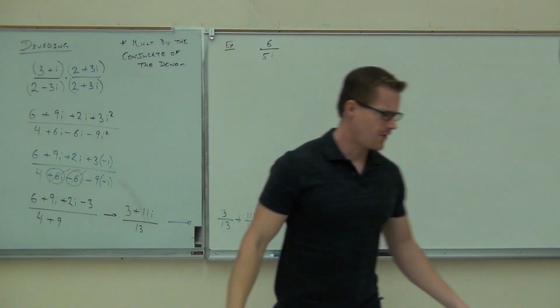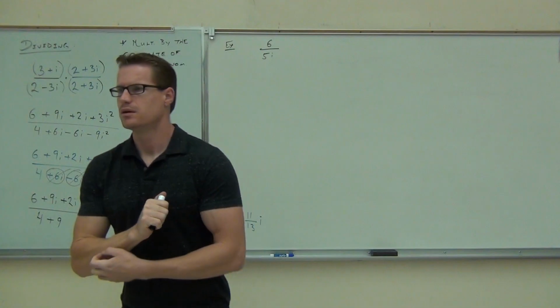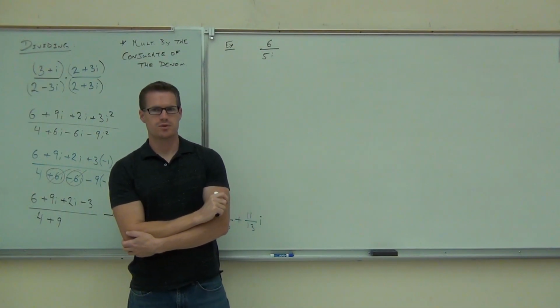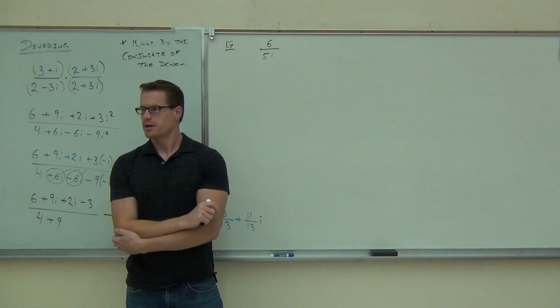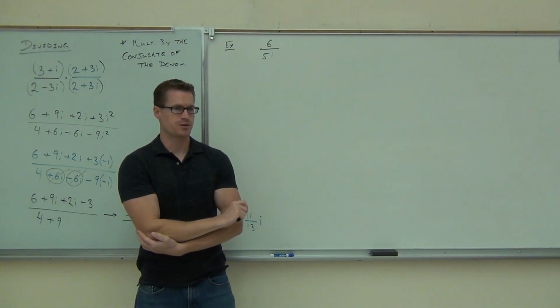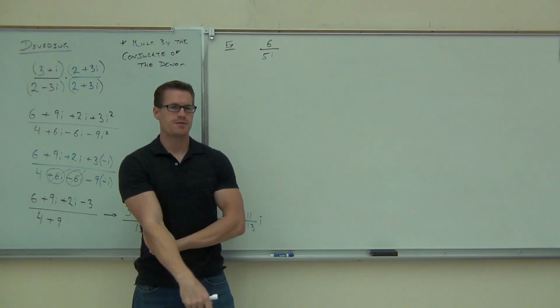How about 6 over 5i? Now, we know in order to divide complex numbers, we're supposed to find the conjugate somehow, right? Here we have a real number, or a complex number with a 0i on the numerator, and we have a complex number, or imaginary number, 0 plus 5i on the denominator.